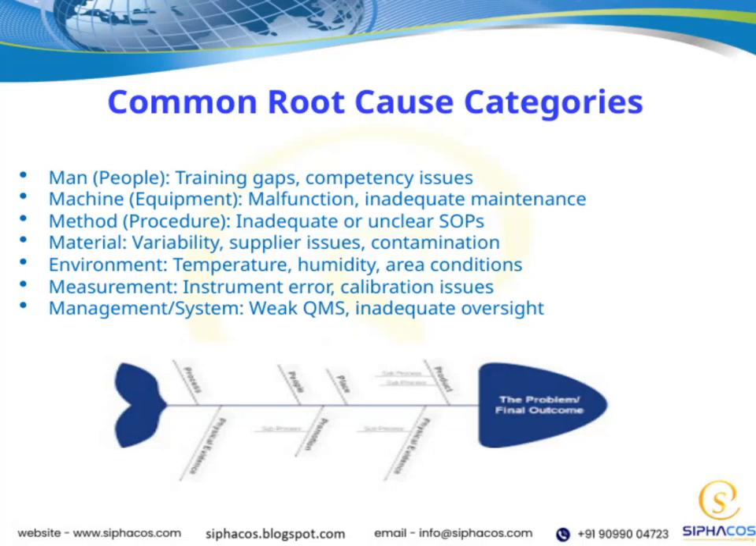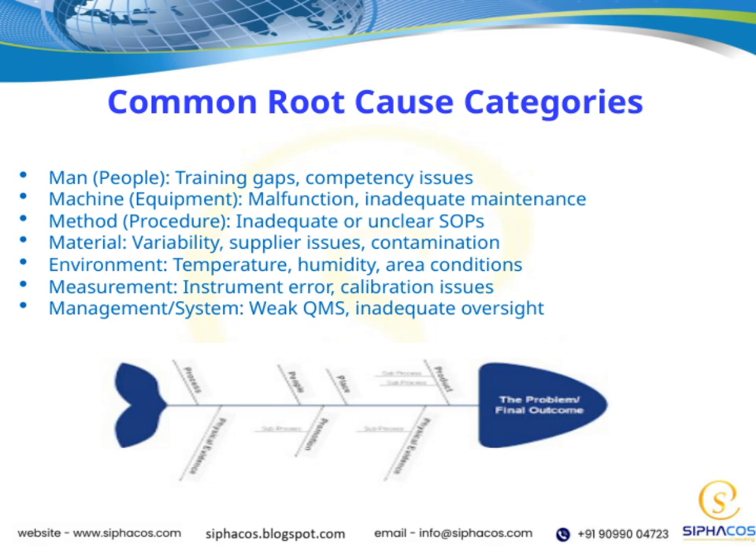Let's take a closer look at some of the common root cause categories that can impact quality. First, we have the man or people category, which often involves training gaps or competency issues. If team members aren't properly trained or lack the necessary skills, mistakes can happen. Next is machine or equipment. Malfunctions or inadequate maintenance can lead to production issues or defects.